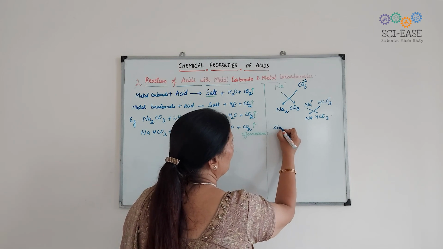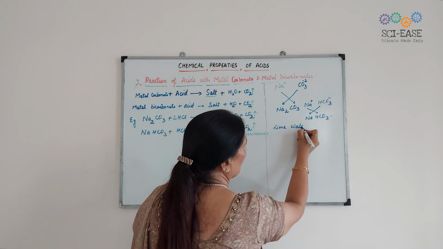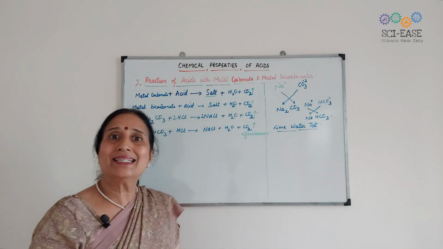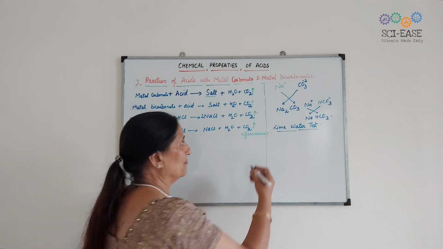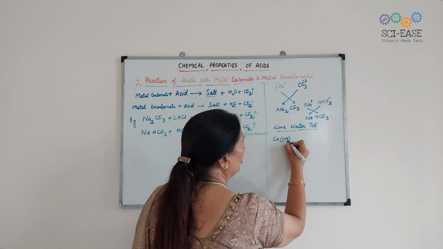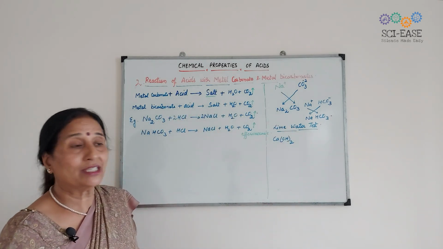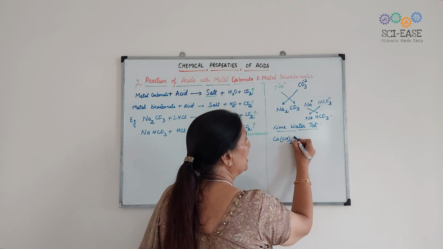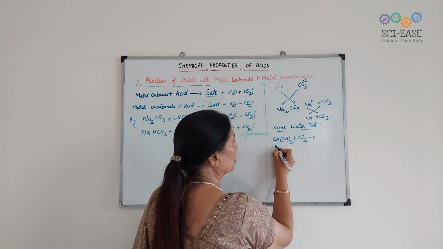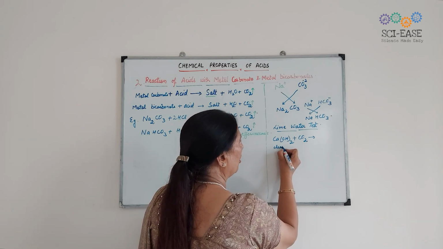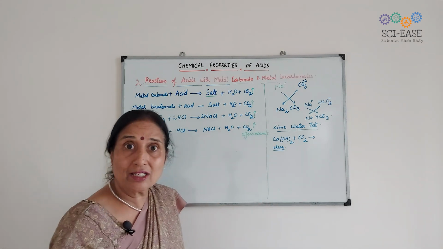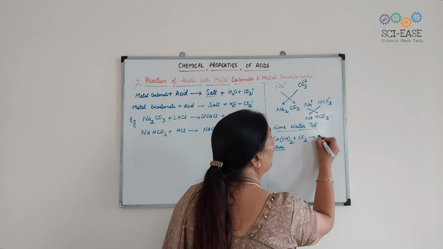That is lime water test. What is lime water? Lime water is calcium hydroxide. The formula of calcium hydroxide is Ca(OH)2. When carbon dioxide is passed through lime water, this is a clear solution. Okay, this solution of lime water is a clear solution. When we pass carbon dioxide through it, the solution will become milky.